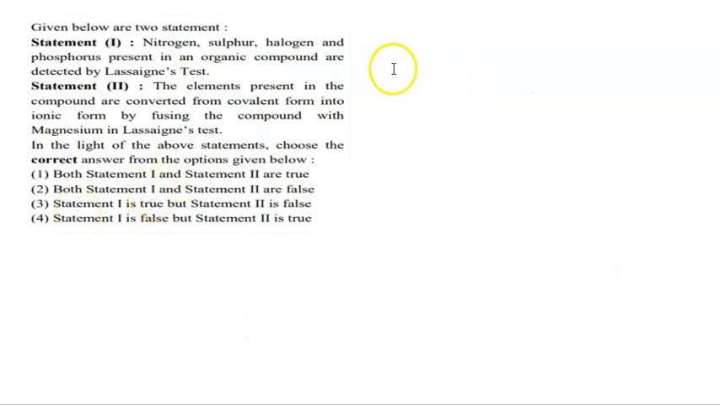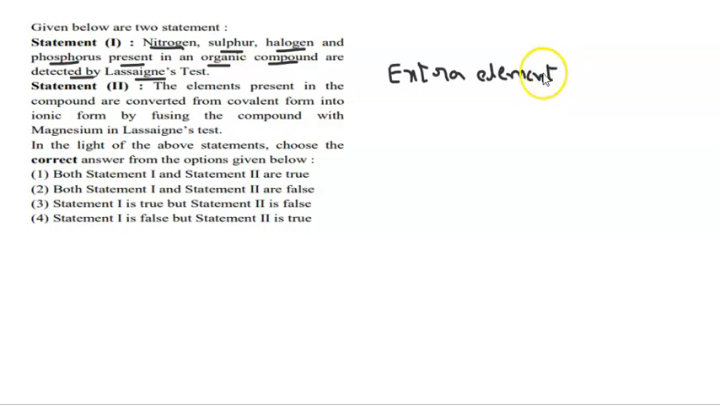So here it is a statement 1, statement 2 type of question. In statement 1, nitrogen, sulfur, halogen, phosphorus present in the organic compound are detected by Lassaigne's test. Yes. Lassaigne's test is the extra element test. You can convert the given covalent bonds to ionic bonds by treating with sodium metal. So you are going to treat with sodium metal. In this extra element test, Lassaigne's test, we can identify nitrogen, sulfur, halogen, phosphorus.